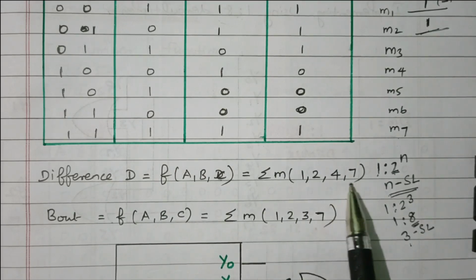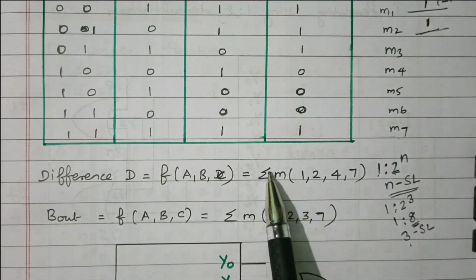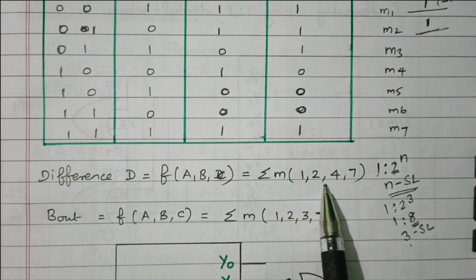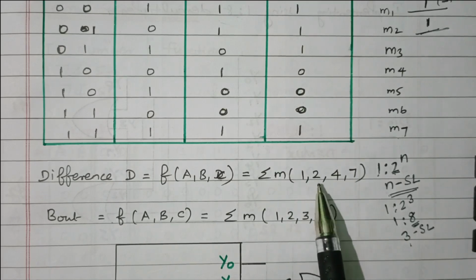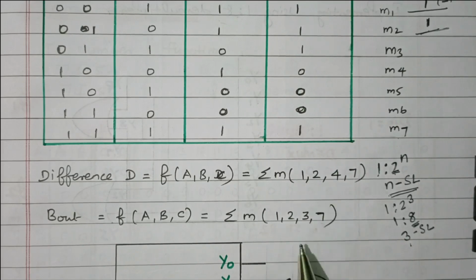In that, we need to connect 1, 2, 4, 7 for difference and 1, 2, 3, 7 for borrow out. Right? What is this? Sum of min terms. This is a sum, so we need to add. So we need one OR gate here. 1, 2, 4, 7 are connected to the OR gate so that we'll get the sum of min terms. Here also we need one more OR gate.